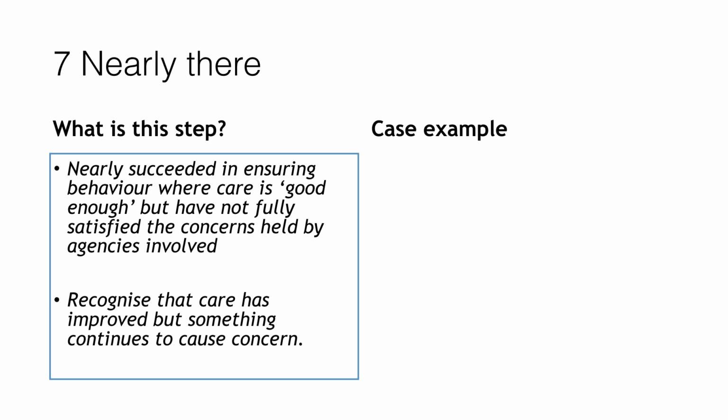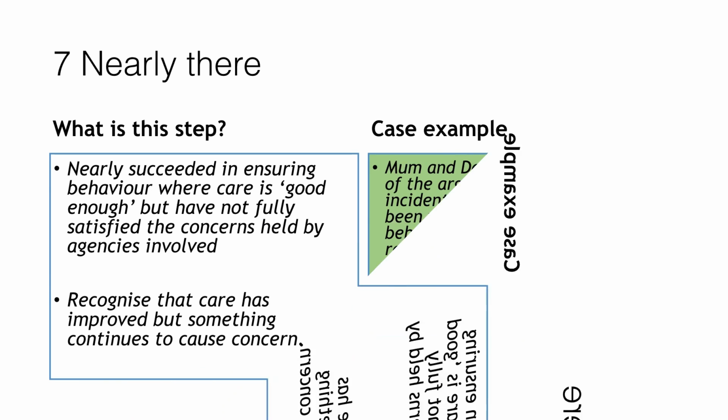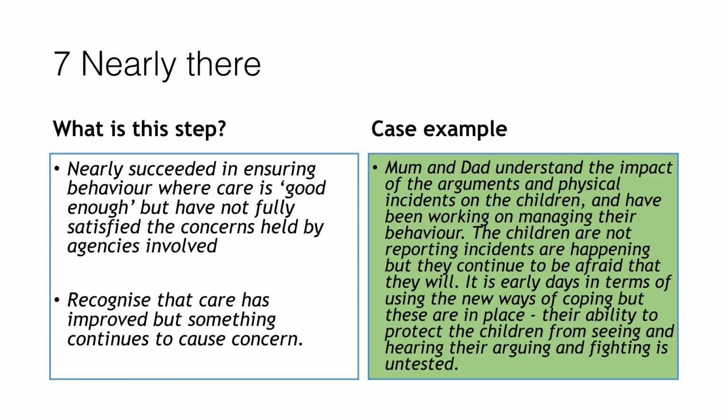One scenario could be that the changes have been made, but have not been proved or tested enough through situations that the family will face. It remains uncertain whether the change is well enough embedded to reduce the likelihood of significant harm in the future. In the case, we see this described as parents understand the impact their behaviour has on the children, parents trying to manage their behaviour, no reported incidents, it's early days, things are going well but haven't yet been tested or proven.